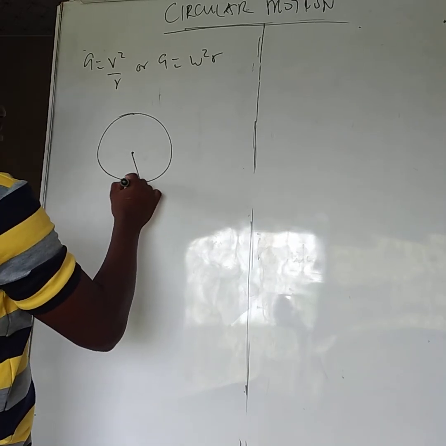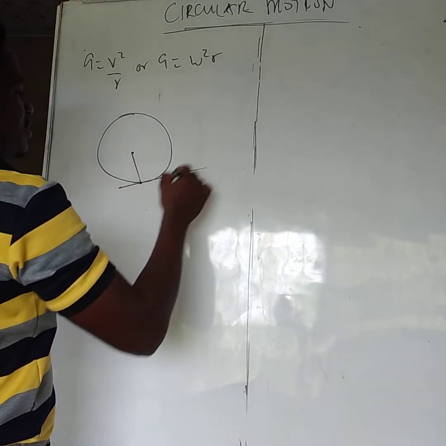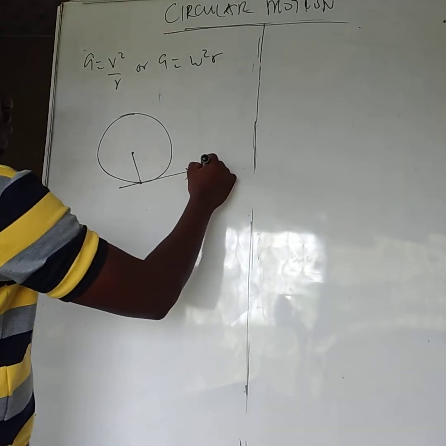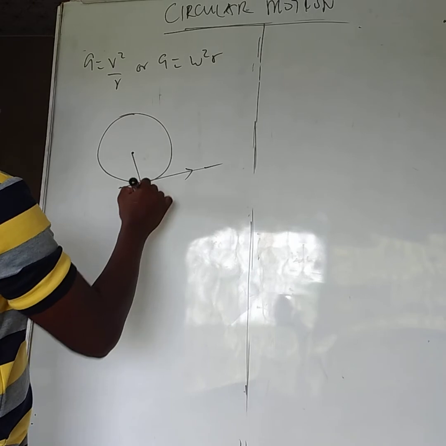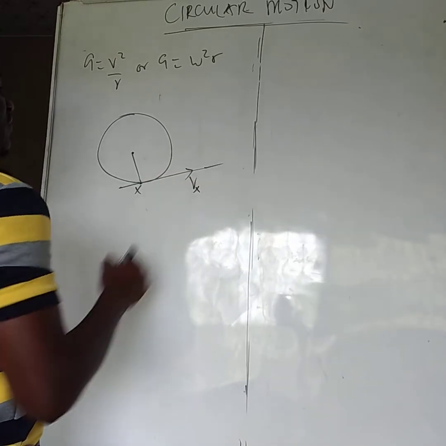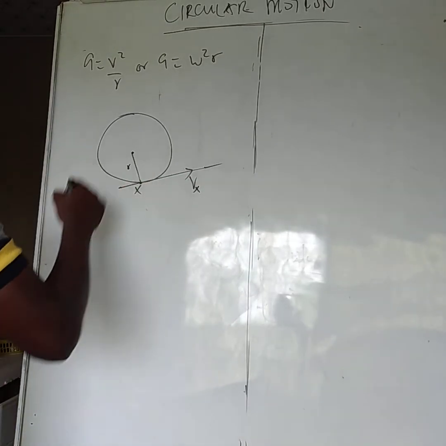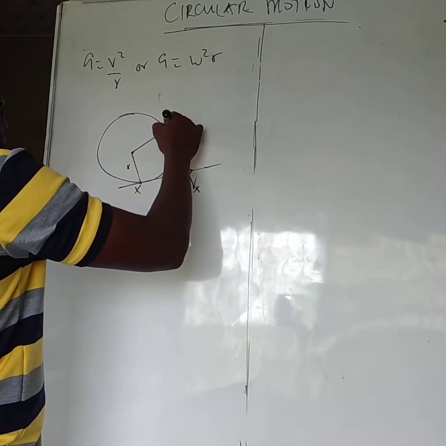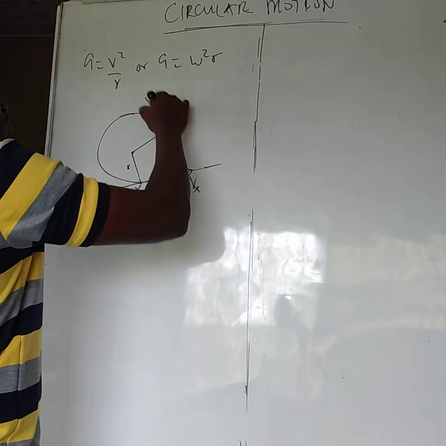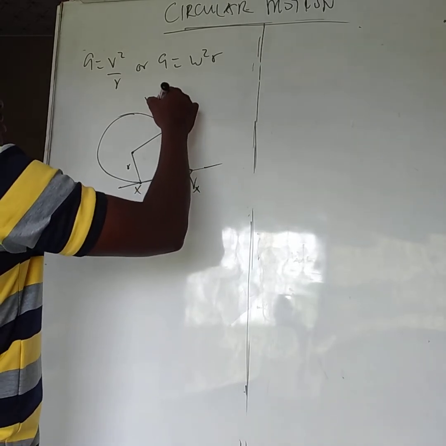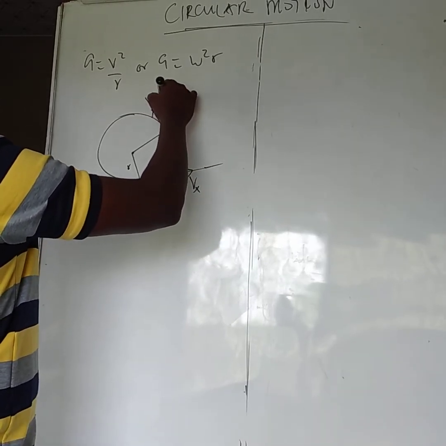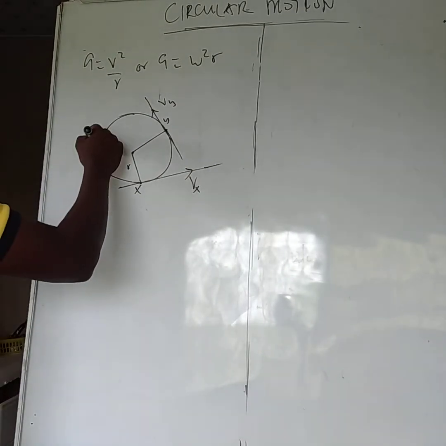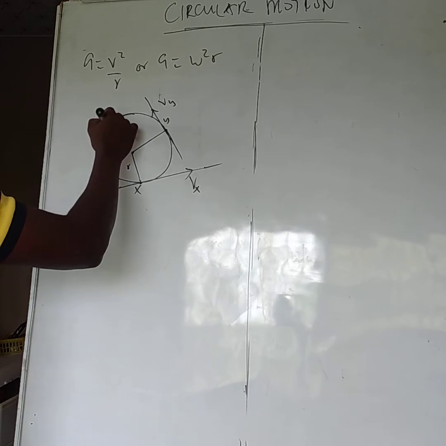At this point, let's say we have a velocity, so we can draw a tangent to this velocity. Let's call this point x, so the velocity here is v of x. This is our radius r. Then the object gets to another point, let's say y. We can also draw a tangent here, and let's call this v of y. Let's assume that the object gets to another point here, let's say z.